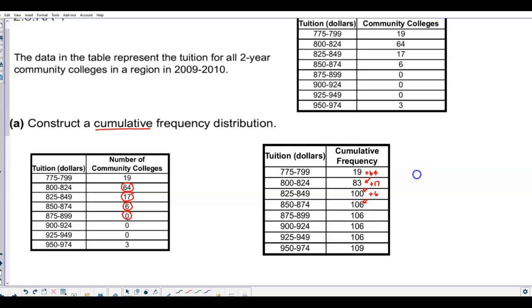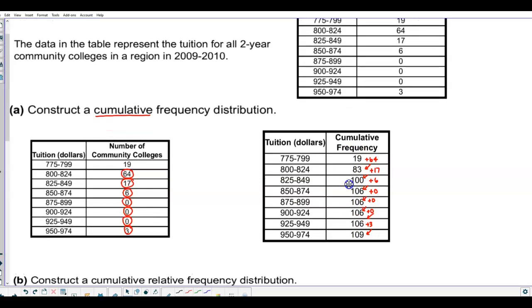Then we're going to take the next value, which is 0. We add 0 to 106, it stays as 106. Add another 0. That's going to give us 106. Add another 0. That's going to give us 106. And then add a 3, which gives us 109. So therefore, this is considered a cumulative frequency distribution.